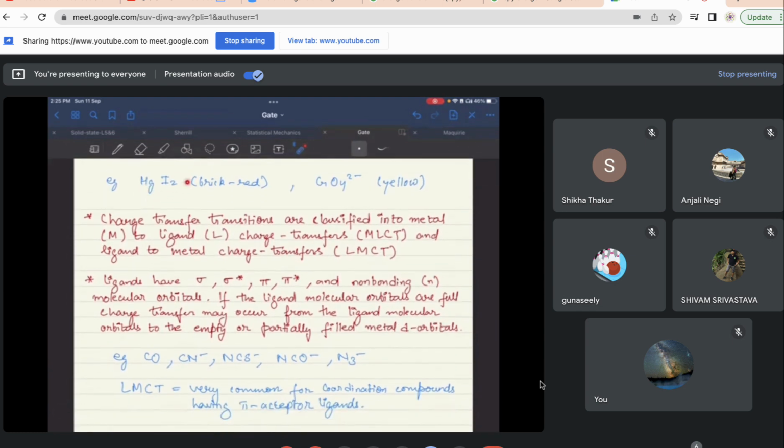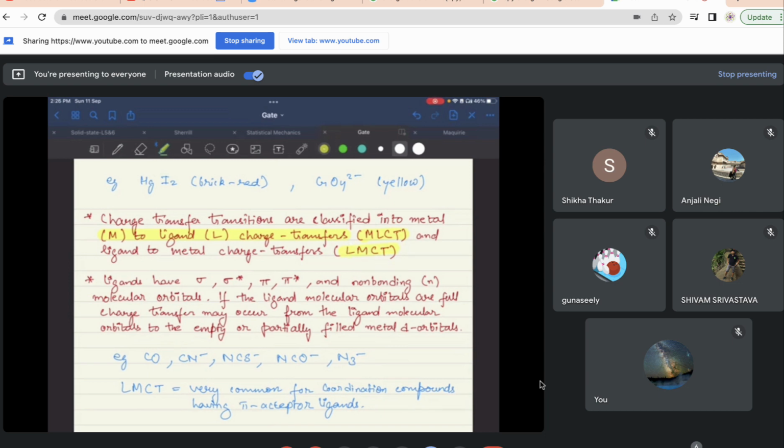And the examples are mercury iodide, which is brick red in color, and CrO4 2 negative, which is yellow in color. And the charge transfer transitions, the CT transitions, are actually classified into metal to ligand charge transfer, so MLCT, or ligand to metal charge transfer, or LMCT. There are two other categories also.